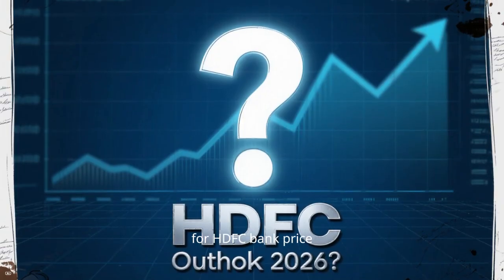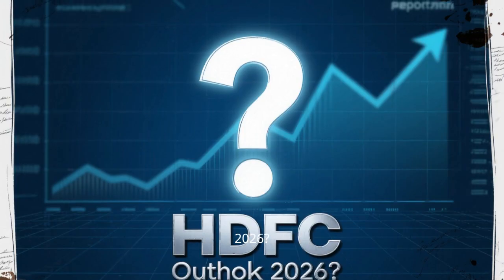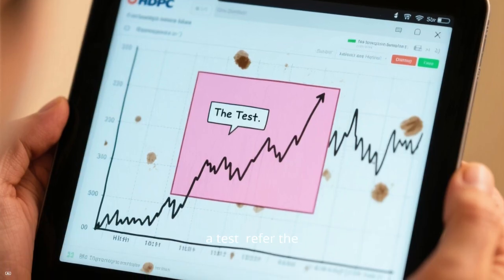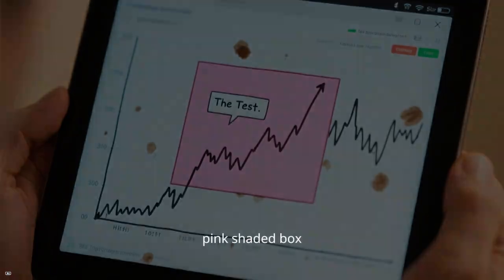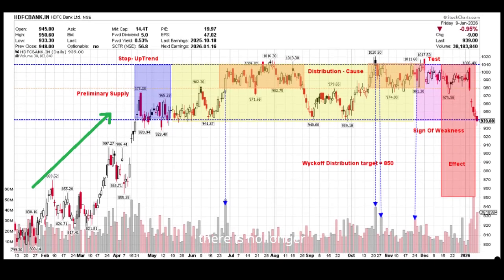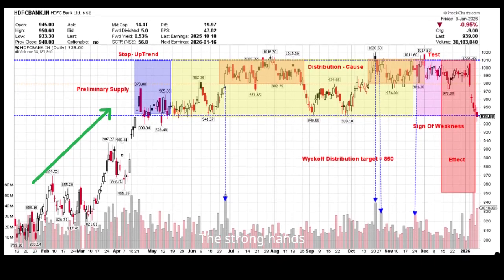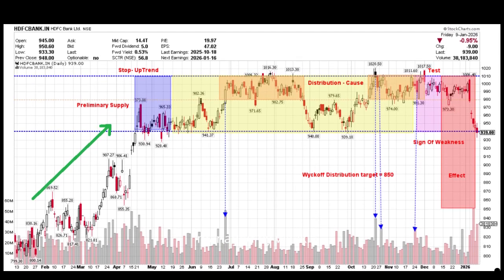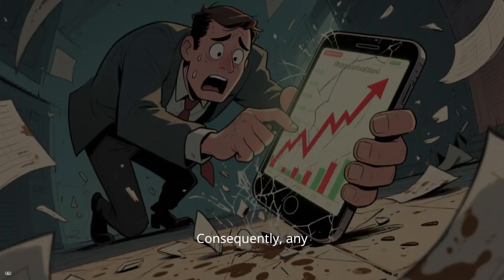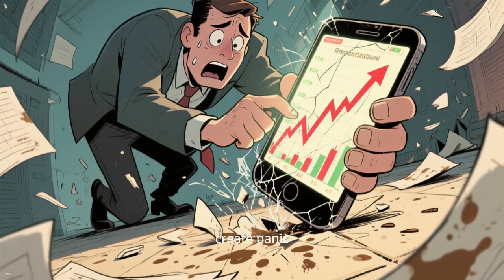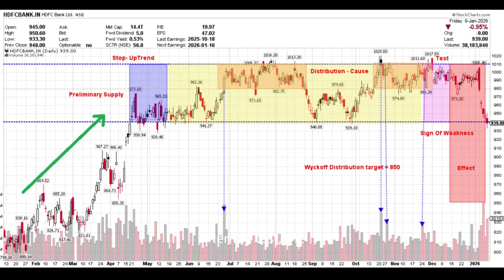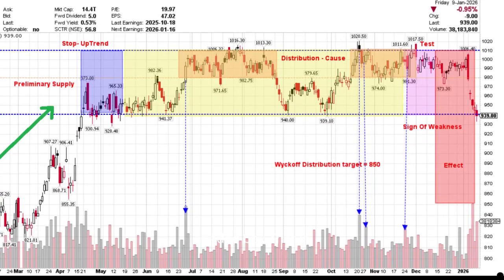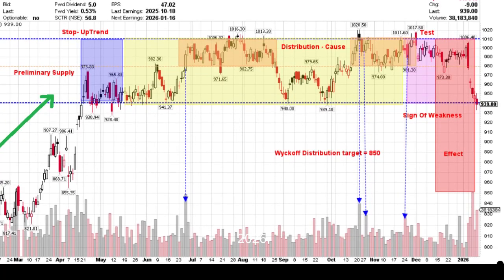What is the outlook for HDFC Bank price in coming weeks in 2026? The last stage of any distribution is a test. Refer the pink shaded box. This confirms that there is no longer significant demand. The strong hands have already distributed their shares, and the trend is now managed by weak hands. Consequently, any new supply will create panic. After the test, the stock showed a change of character within the range. For the red shaded box, that is what we are seeing at the beginning of 2026.